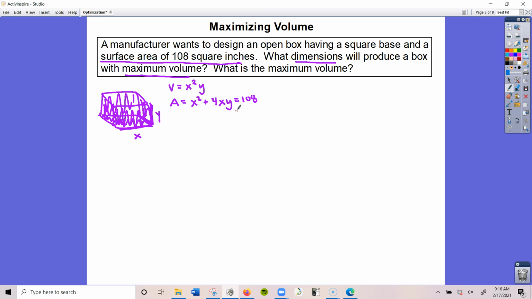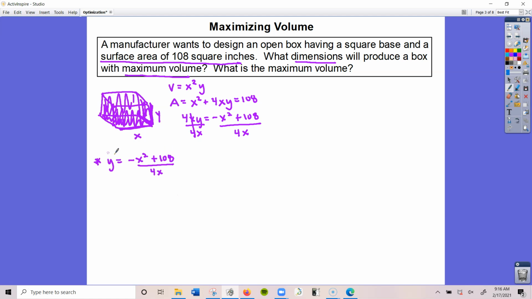When you have a constraint that also has two variables, what we do is we solve for one of those variables. Now, it doesn't necessarily matter which one you choose to solve for, but in this case, since we have x squared plus 4xy, I'm going to solve for y, since it's the only variable that I can actually isolate. So we're going to subtract the x squared. So 4xy is equal to negative x squared plus 108. And then divide by 4x. So this is y. So I'm going to write that over here. y is equal to negative x squared plus 108 divided by 4x.